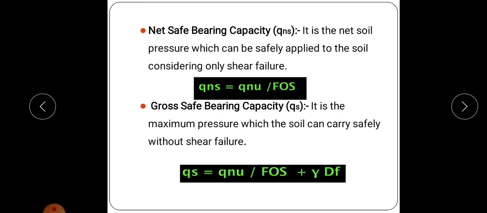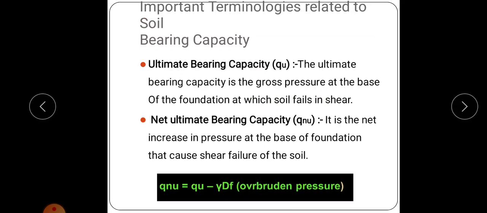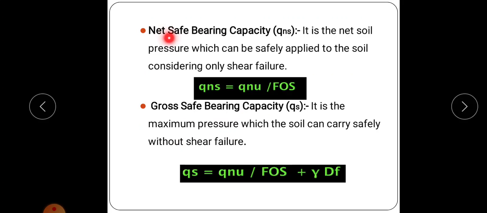Net safe bearing capacity QNS is equal to net ultimate bearing capacity divided by factor of safety. So what is net ultimate? QNU means QU minus gamma DF. When we divide the net ultimate bearing capacity by the factor of safety, we get the net safe bearing capacity. So QNS is equal to QNU divided by factor of safety. This factor of safety will be between 2 and 3, or 2.5.